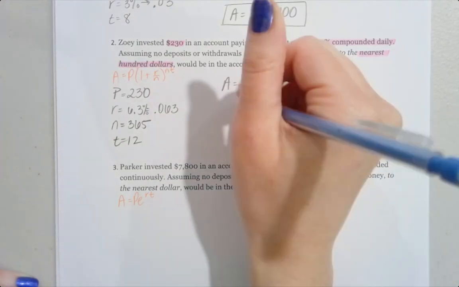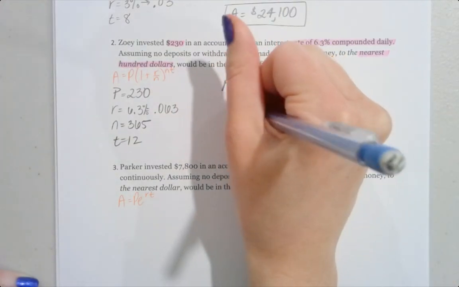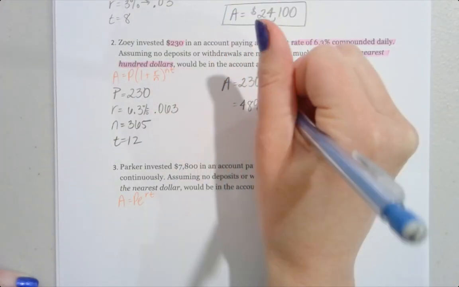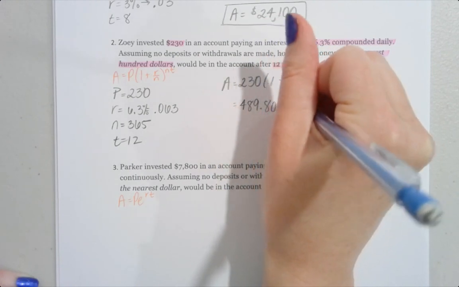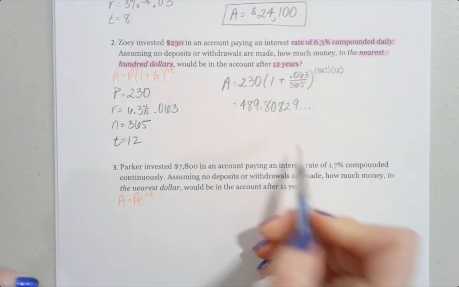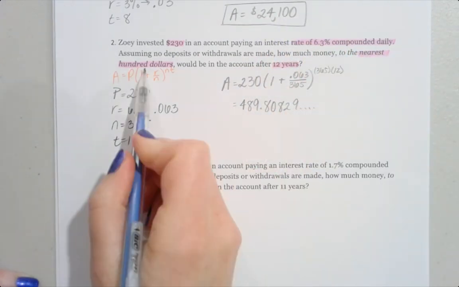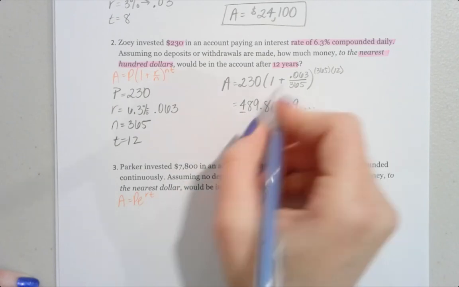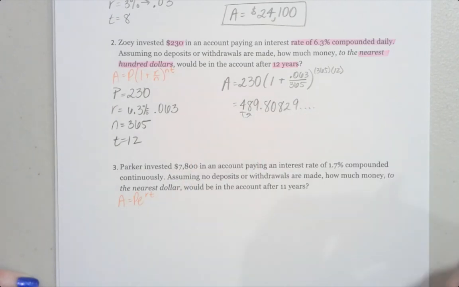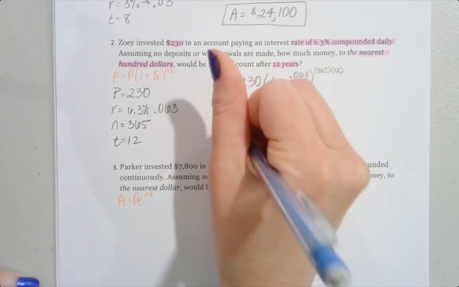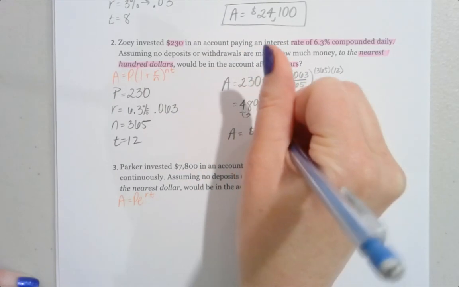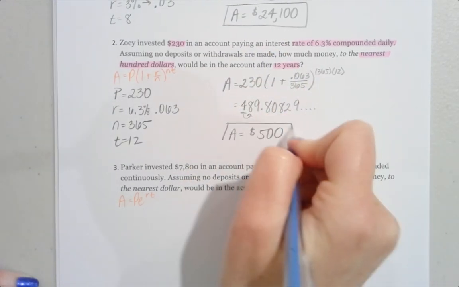$489 and some change will be in there. So let me write that down after you type this into your calculator. All right, so when you type that all in, it says round to the nearest 100, so we're going to be looking at the 100 spot. 8 is enough to say to go up. So we're just going to say it's roughly $500 after we round.